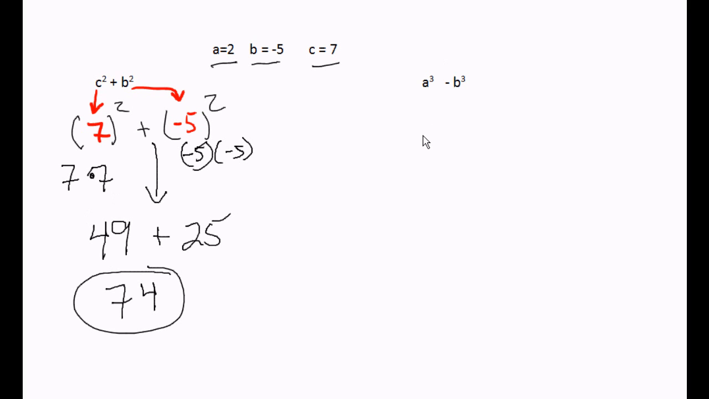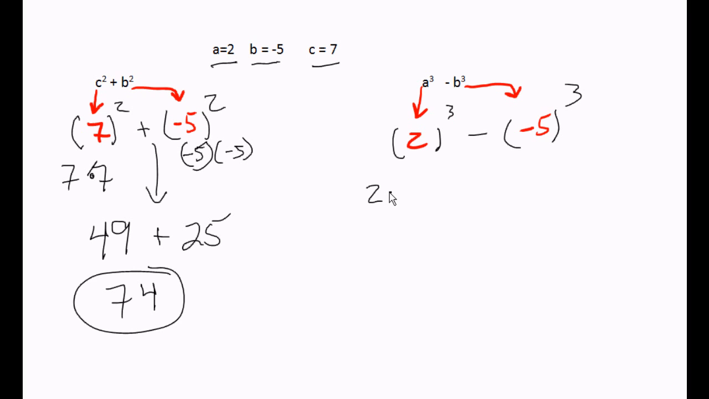And the last problem I have. A to the third minus B to the third. Put a parentheses everywhere you see a power. A to the third minus B to the third. I put whatever A equals in the A spot. A is 2. Whatever B equals in the B spot, B is negative 5. I now do the powers.